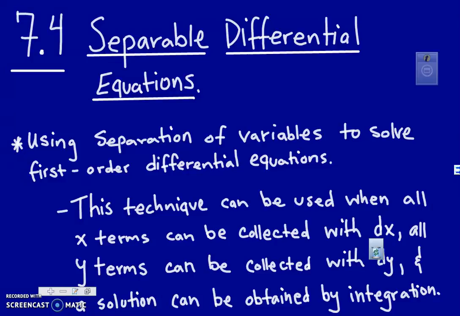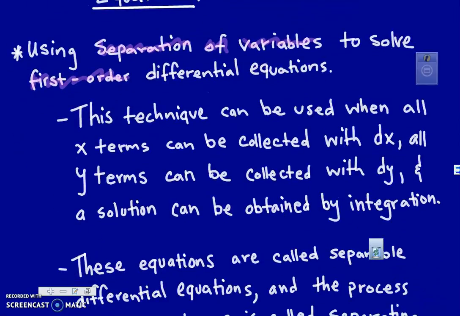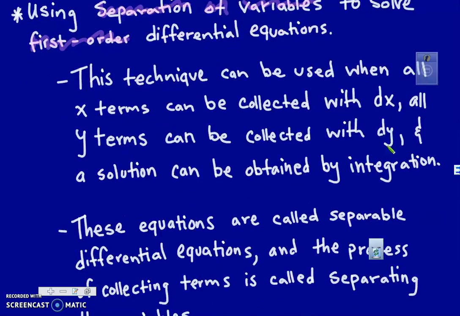Going to start off by talking about 7.4, separable differential equations. So, using separation of variables to solve first order differential equations. This technique can be used when all x terms can be collected with dx and all y terms can be collected with dy, and the solution can be obtained by integration.